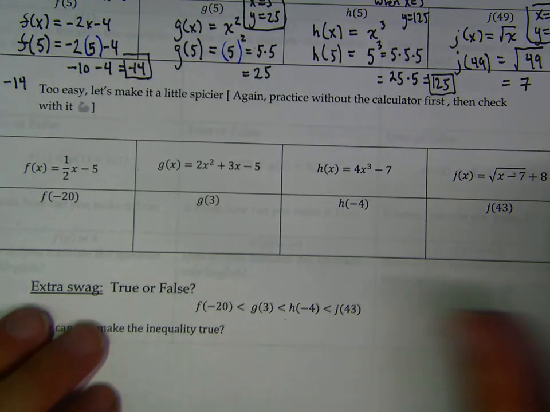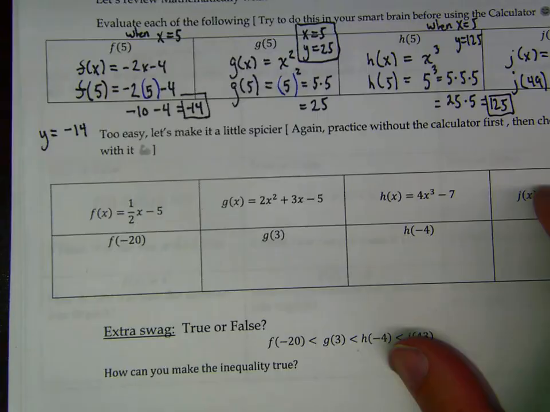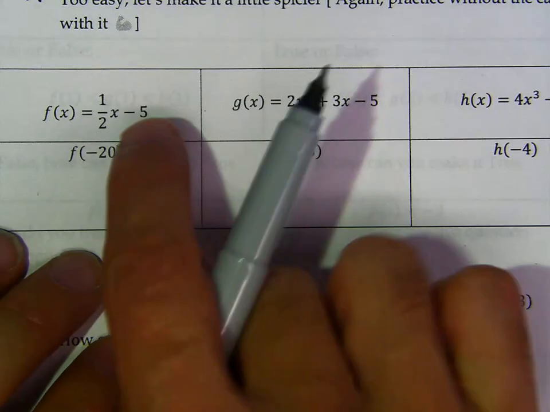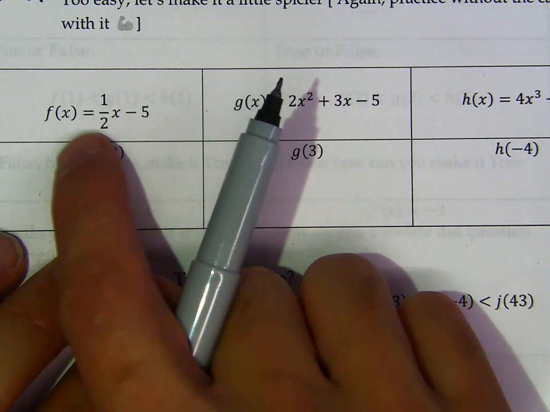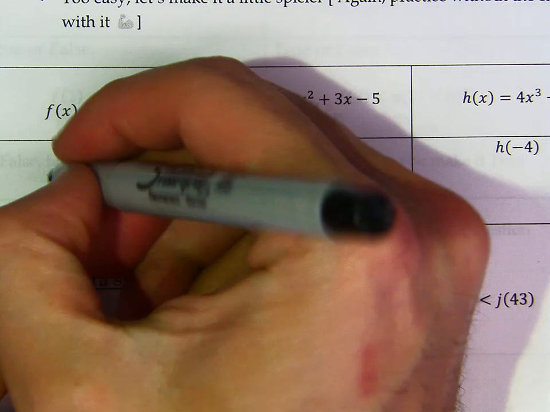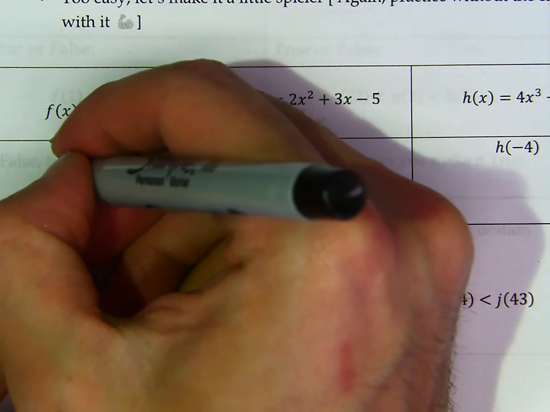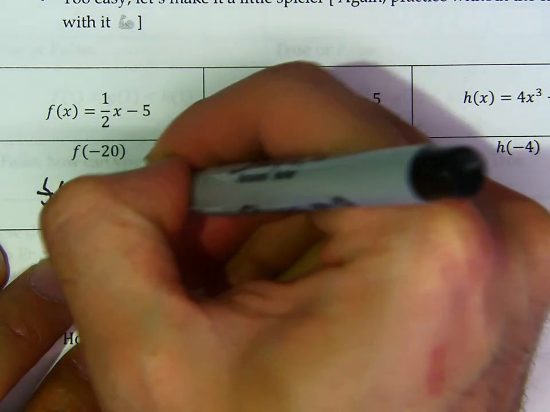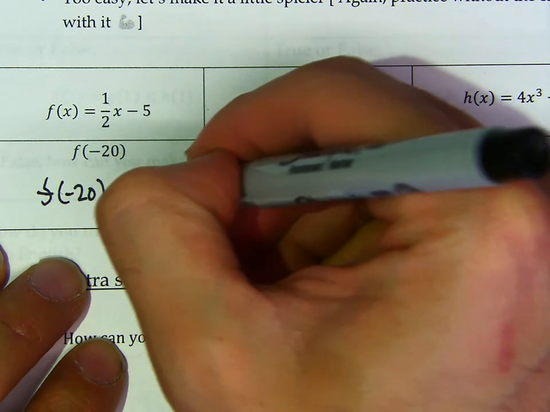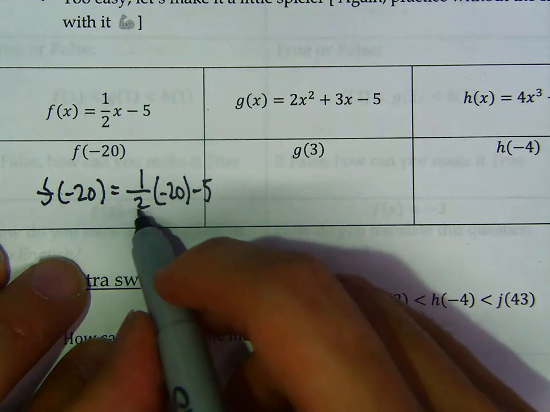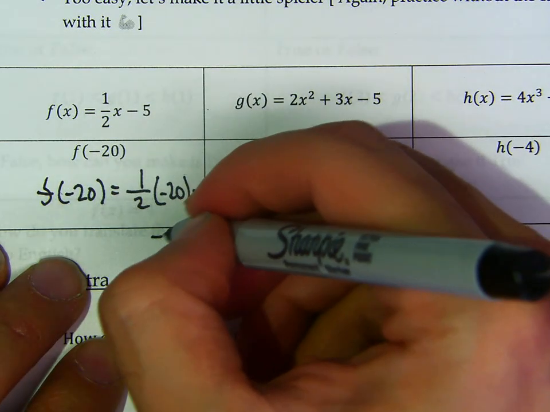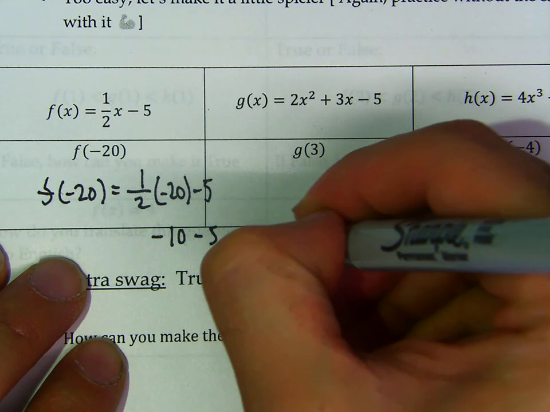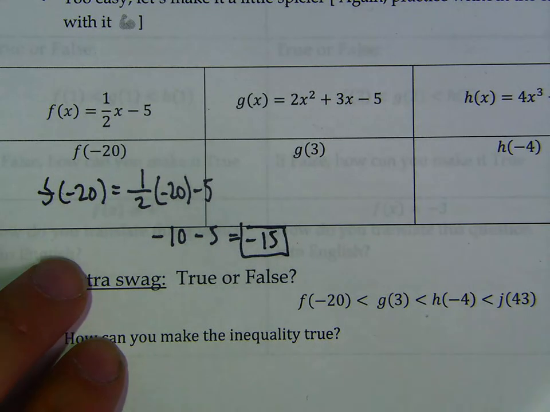All right, so let's take a look. What happens here? f of x is equal to 1/2 x minus 5. So I just say f of negative 20 equals 1/2 of negative 20 minus 5. What is 1/2 of negative 20? That's negative 10 minus 5. Negative 10 minus 5 is negative 15, right?